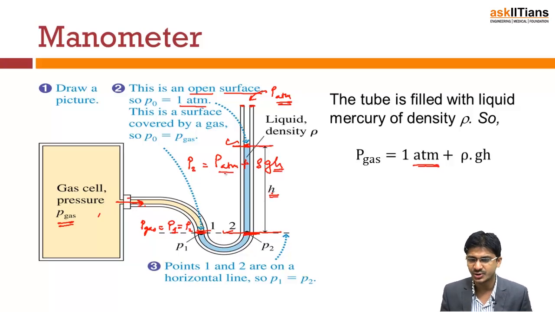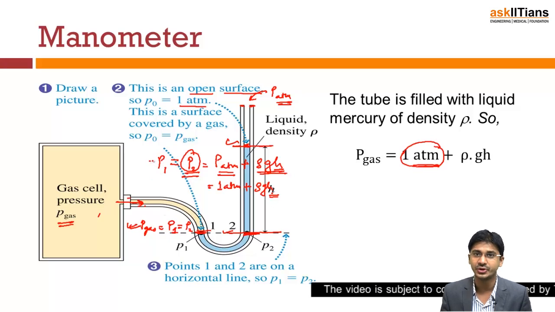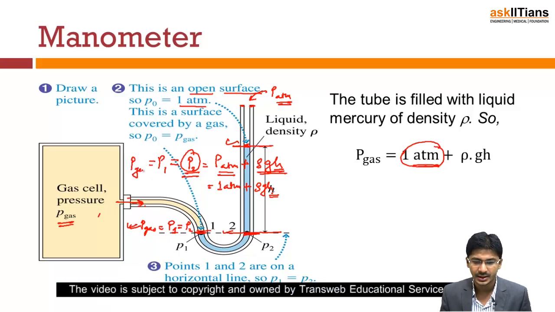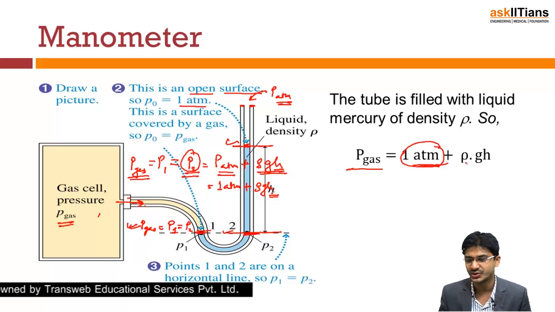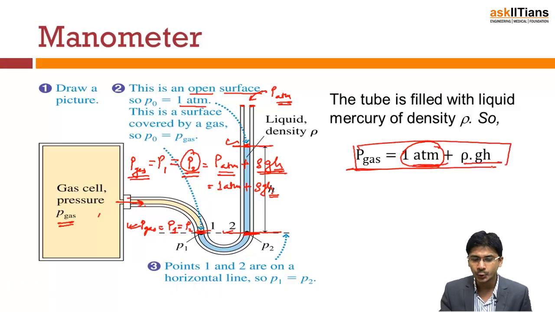Now the atmospheric pressure is 1 atm, so the pressure at point 2 is 1 atm plus rho g h. Now what is the pressure at point 2? It is the same as the pressure at 1, and the pressure at 1 is the pressure of the gas. That means the pressure of the gas is 1 atm plus rho g h. So if you connect this instrument, you will have some height of the liquid. If you have h, and you know the liquid, so you have the density, and you have g, you can find out the pressure of the gas.